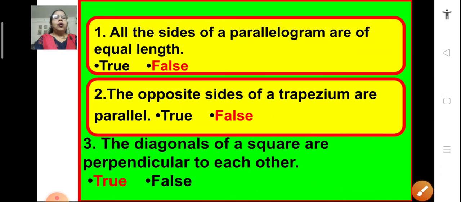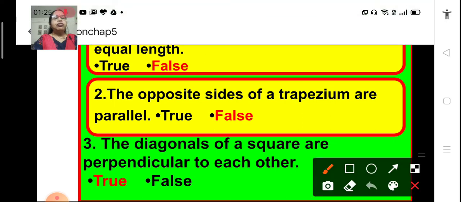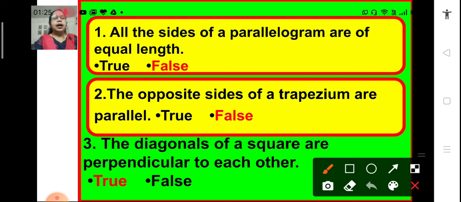Then all the sides of a parallelogram are of equal length. So this is a false statement. Opposite sides of parallelogram are of equal length. So it's false. 2. The opposite sides of a trapezium are parallel. No, in a trapezium only one pair of opposite sides are parallel. Other sides are not parallel. So it is a false statement.